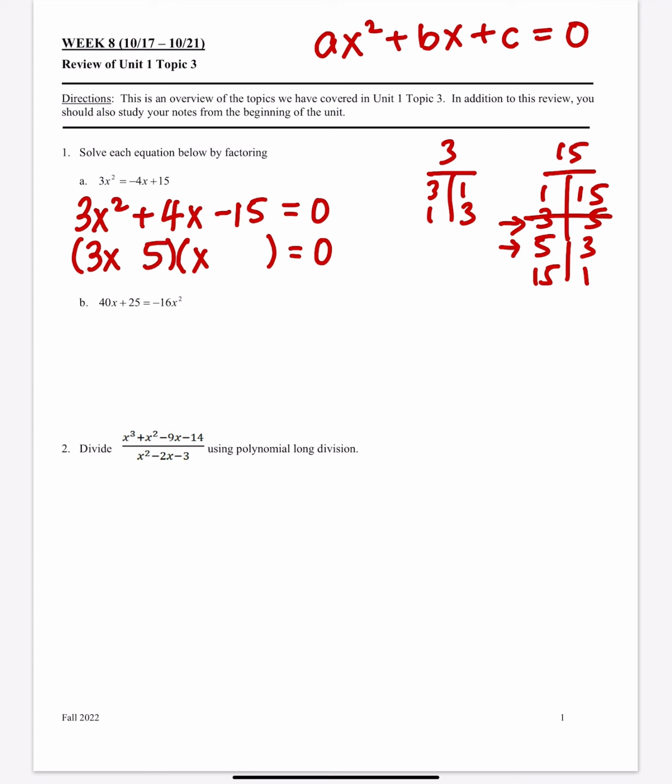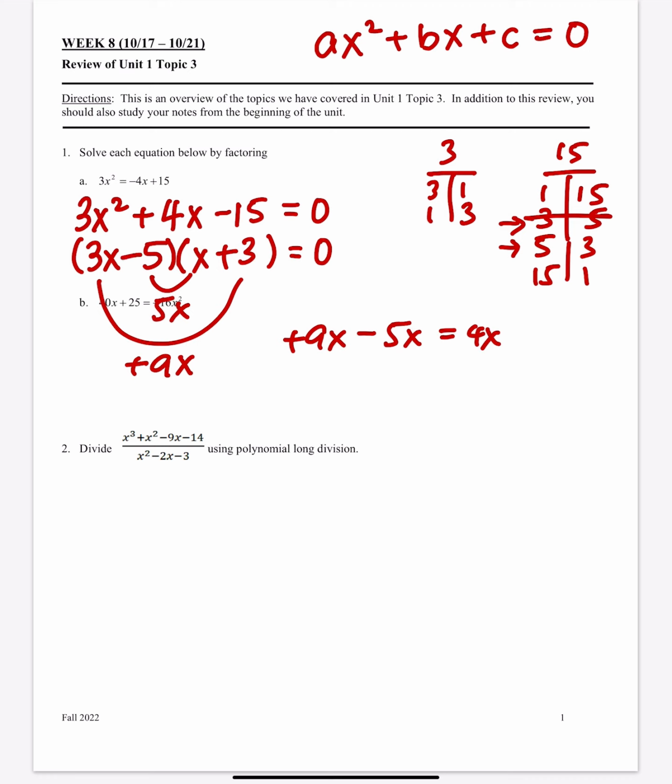So now we try 5 and 3. We multiply the outer: 3x times 3 is 9x. And then 5 times x is 5x. So we can somehow get 4x by adding or subtracting these. We can actually subtract these. 9x minus 5x is 4x. So we want the 9 to be positive. What that means is that this 3 has to be positive, because 3x times positive 3 is 9x. And we want this to be negative, because negative 5 times x is negative 5x. So that is how we factor by guessing and checking.